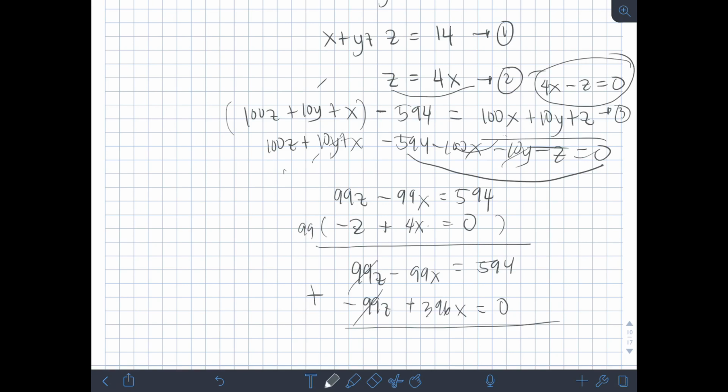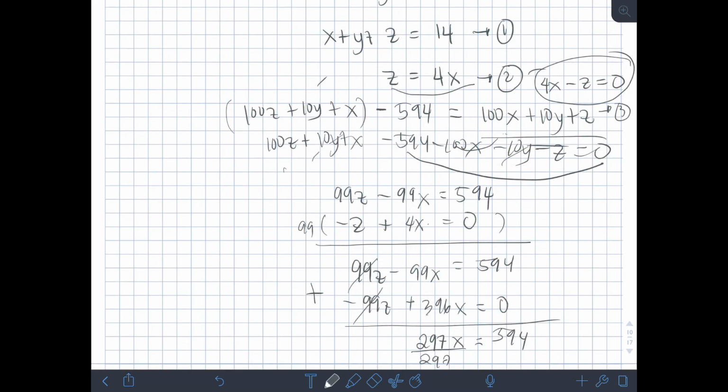So we have negative 99x plus 396x is 297x is equal to 594. Divide both sides by 297. We have x is equal to 2. Okay, so since x is equal to 2, we can solve for z in equation 2. So z is equal to 4 times 2 since x is 2. We have z is equal to 8.